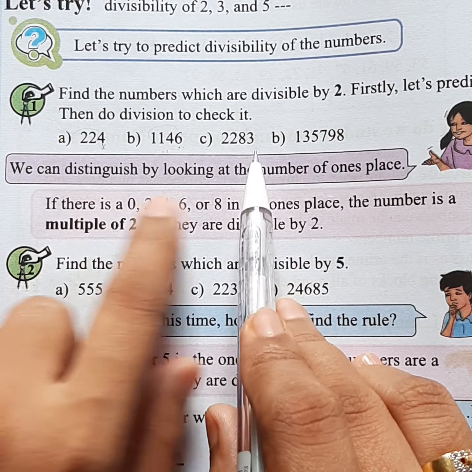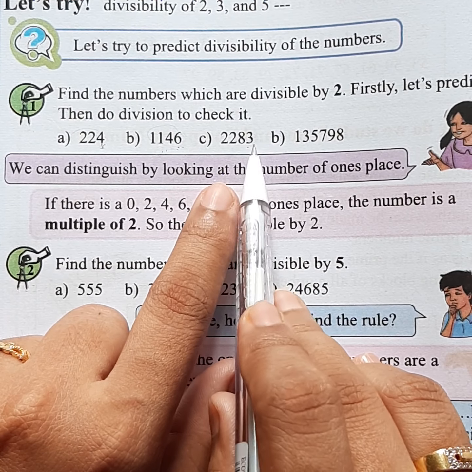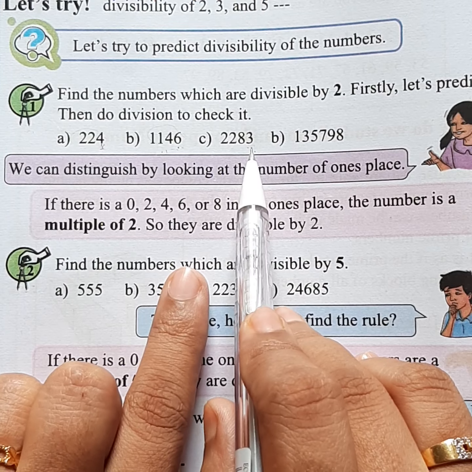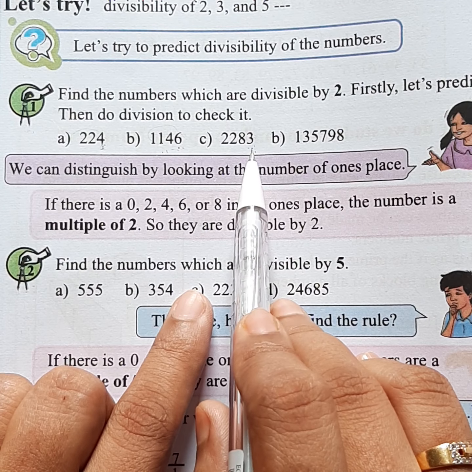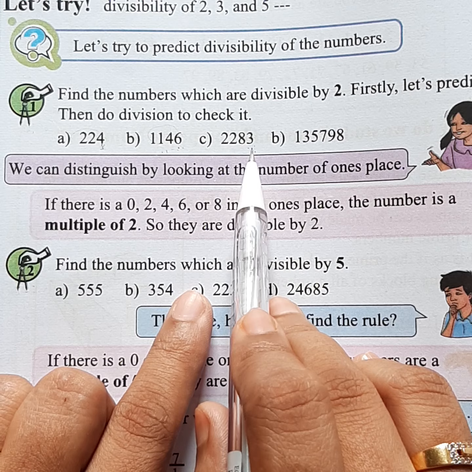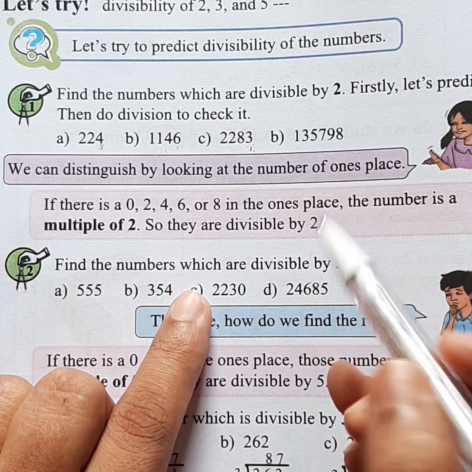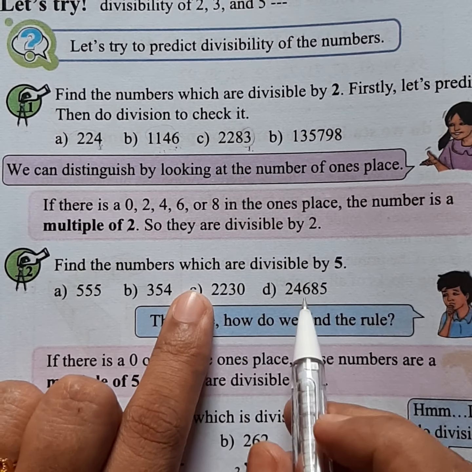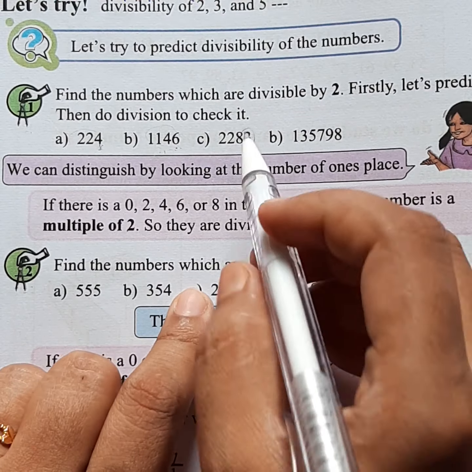But here there's a little bit of an exception. The ones place has 3, but you know that 3 is not a multiple of 2, so it cannot be divided by 2. So as it cannot be divided by 2, the whole number 2283 also cannot be divided by 2.